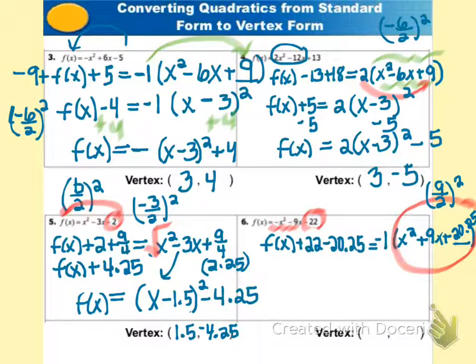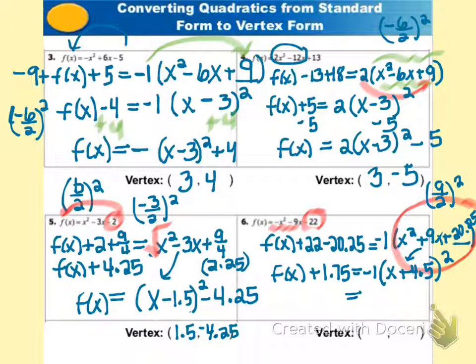Okay, so that's a little bit of a mess. So now I'm going to clean this up. So this is f of x. And if I take 22 and I subtract 20.25, that leaves me with 1.75. And then over on the right-hand side, I have negative 1 times, all I have to do is take the square root of the x squared, which is x, the square root of the 20.25, which is the same as what we got when we took half of the middle term, right? So that would be 9/2 or 4.5. The sign comes from the middle, so that's a plus, and then squared. Now it's in factored form.